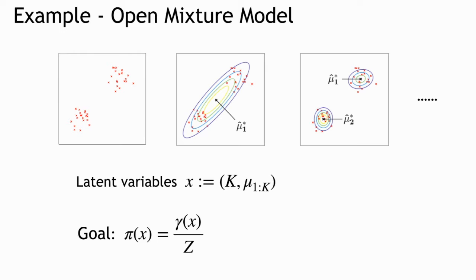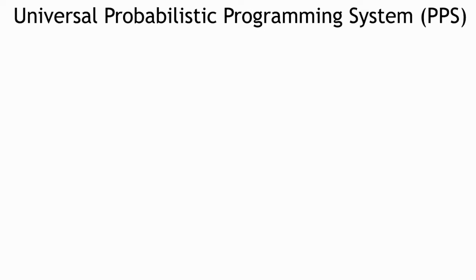Throughout my talk, I will use pi x for the posterior distribution, gamma x for the unnormalized density, and Z for the normalizing constant. Universal probabilistic programming systems provide a good way to encode models as programs. Especially, they allow the user to define many non-standard models, such as models with stochastic support. The system further provides automated engines to perform inference in these models, but doing so successfully is extremely challenging.